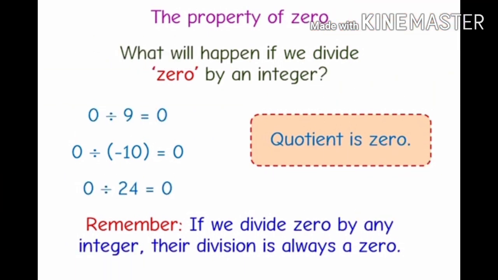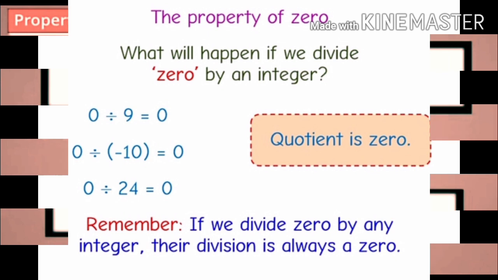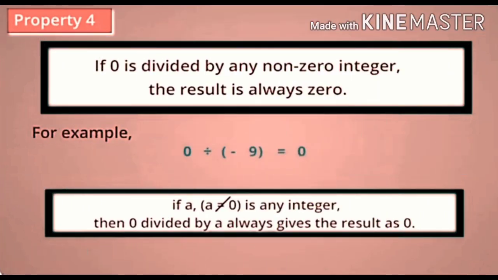Okay. Now what happens when 0 is divided by any positive or negative integer? We always get 0 as a quotient. 0 divided by 9 is also 0, and 0 divided by minus 10 is also 0. So property 4 is: if 0 is divided by any non-zero integer, the result is always 0.